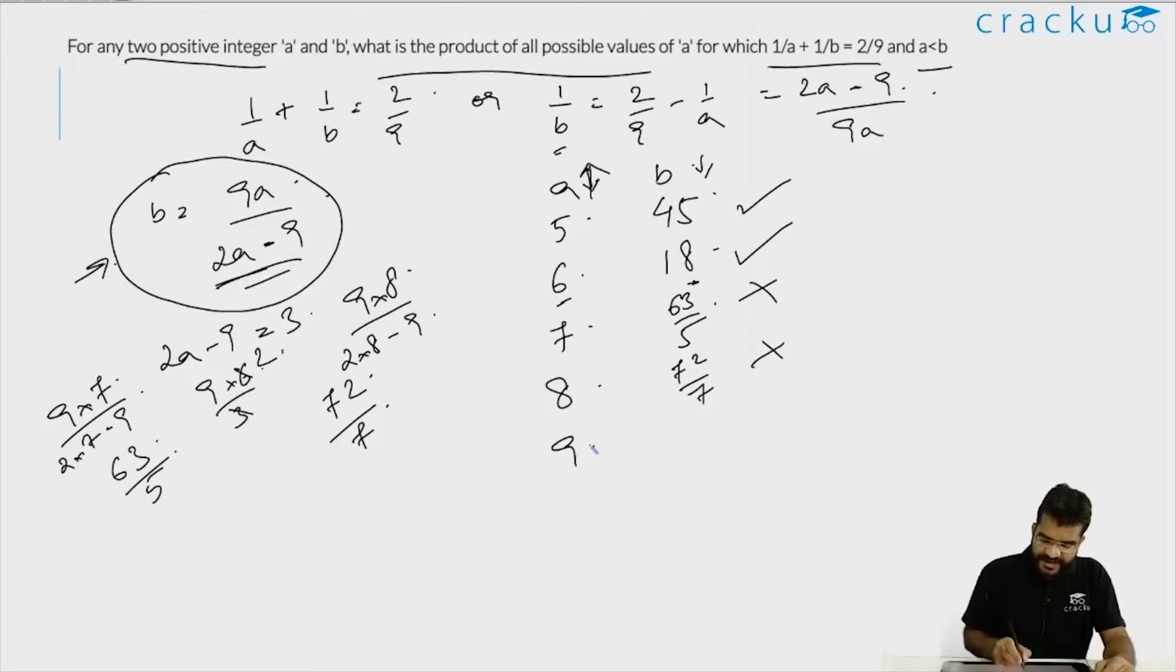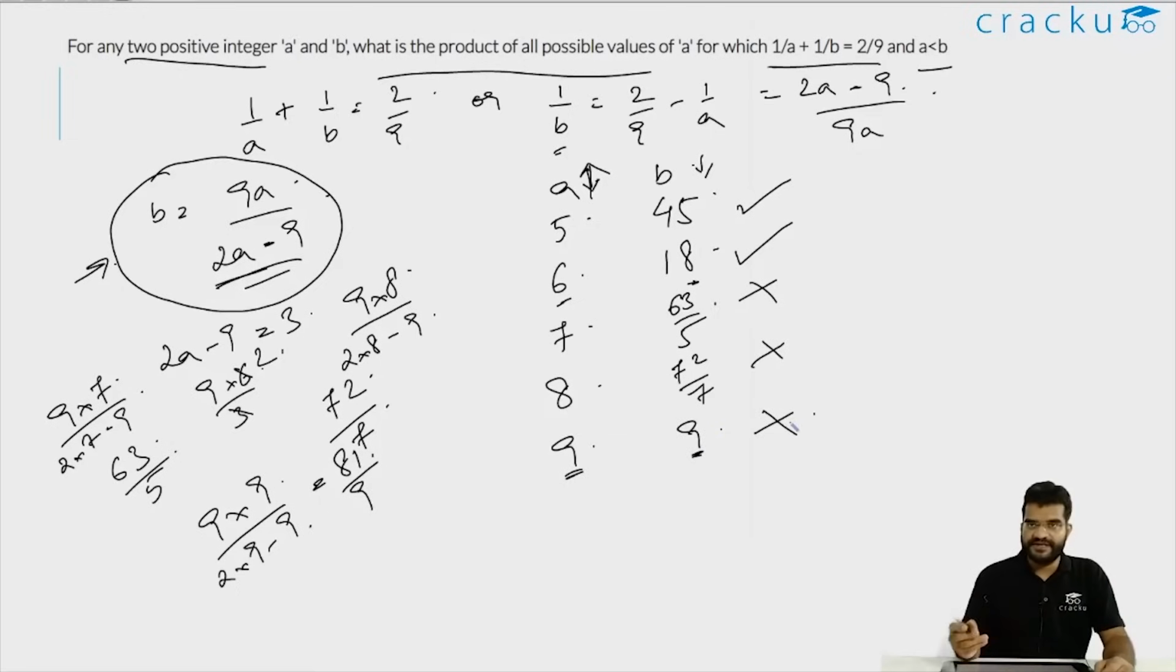Now when you make a equal to 9, b will become 9 into 9 by 2 into 9 minus 9. So this will become 81 by 2 into 9 is 18 minus 9 is 9. So this will equal 9. Both of them are positive integers, but in this case a is equal to b, a is not less than b. So this is also not a valid solution, and as you can guess, as you keep increasing a, the value of b will become less than 9.